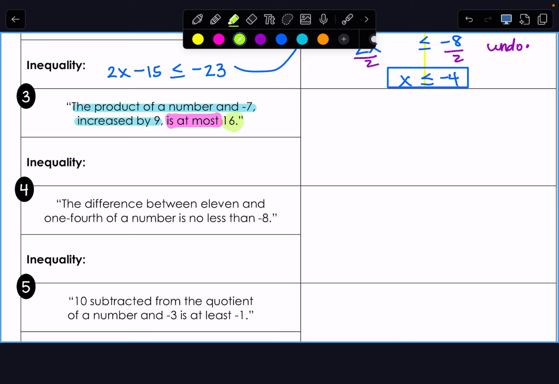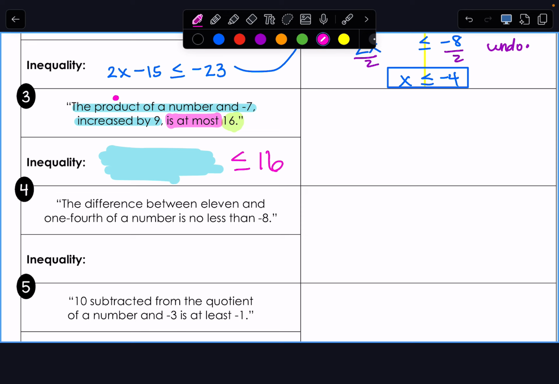Let's just talk about that right there. At most. What is that going to mean? Like the highest they can go is 16. Okay, the highest it can go is 16. So whatever I put here in blue needs to be less than or equal to 16. Because 16 is the most. Okay, now we need to figure out what goes there in blue. The product. What does product mean? Multiplication.